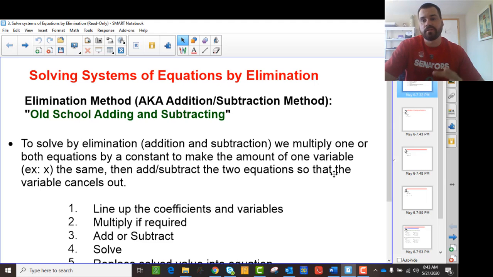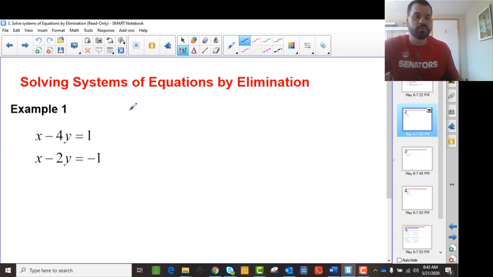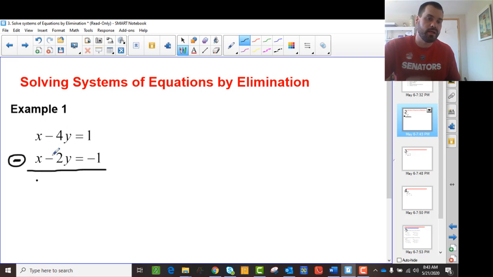Then the next part is to add or subtract. So you make that decision based on the sign. So remember I told you the sign wasn't important in terms of the number, but now the sign is important because I want these x's to go away. So I'm going to have to subtract. Okay? So x minus x gives me no x's. They're gone. Minus 4y minus 2y, you have to be careful here. It's minus 4 then plus 2, so I get minus 2y. And that equals, and then 1 minus 1 gives me 1 plus 1, which is 2.